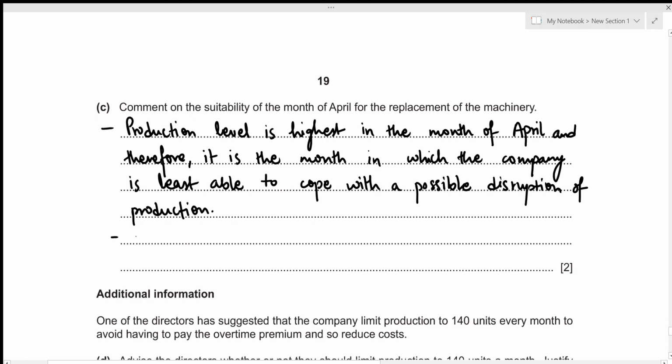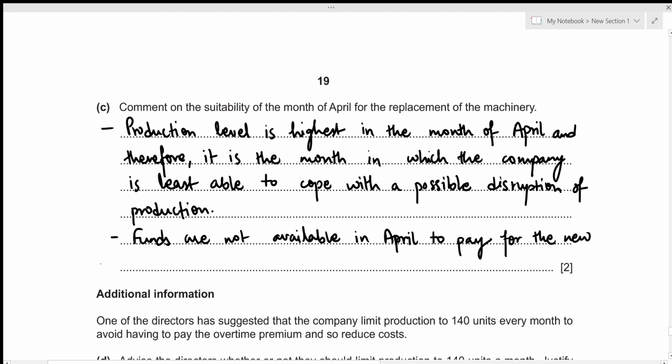So funds are not available in April to pay for the new machinery without resulting in overdraft.